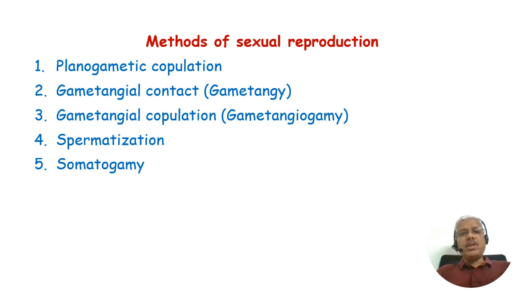Methods of sexual reproduction. The following are the five methods which the fungi employ to bring the compatible nuclei together for fusion: planogametic copulation, gametangial contact, gametangial copulation, spermatization, and somatogamy.